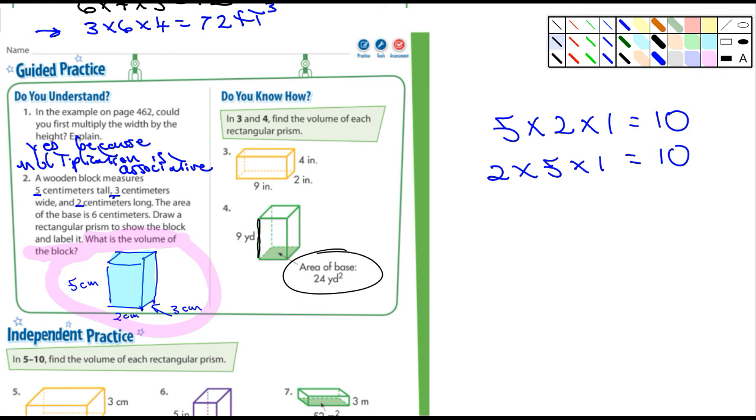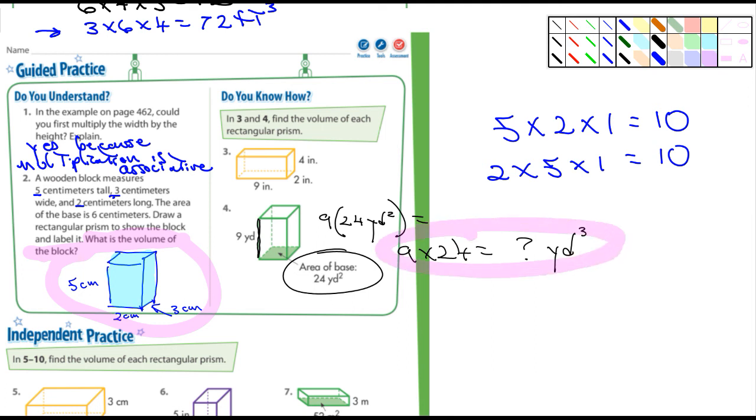So what would this be? This would be 9 times 24 yards squared, or I could write it 9 times 24. We're going to get the same thing. Well, what is 9 times 24? I have no idea. But here's what your answer is going to be. Whatever the number is, then it's going to be yards, and this is important, cubed. All right? So there's a second one I'm going to ask. What's the answer here?